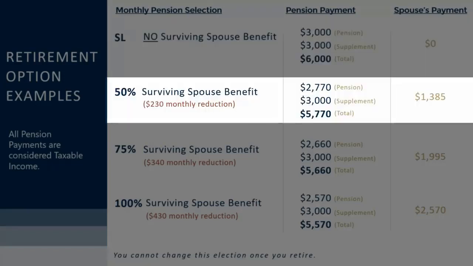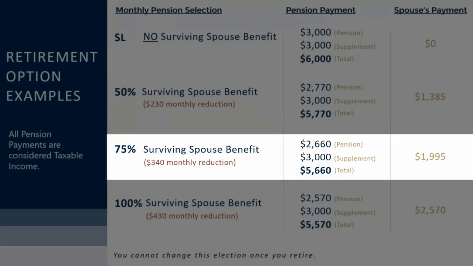If we look at the 50% joint and survivor option, Joe's pension, which used to be $3,000, is now $2,770. His supplement is then added to that, and the supplement is not reduced for the joint and survivor options because that only goes to the member. It does not go to the spouse after the member passes away, if and when the member passes away. So under the 50% joint and survivor option, you can see that Joe is taking the $230 monthly reduction plus the supplement. He's looking at a pension of $5,770 at retirement. In the event that he passes away, his spouse Jane would receive $1,385, which is 50% of Joe's pension of $2,770.